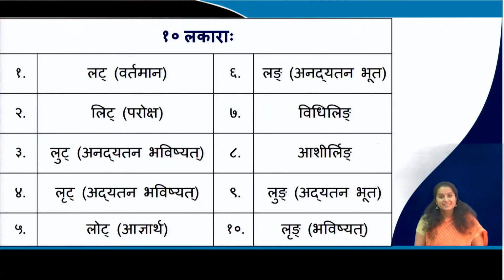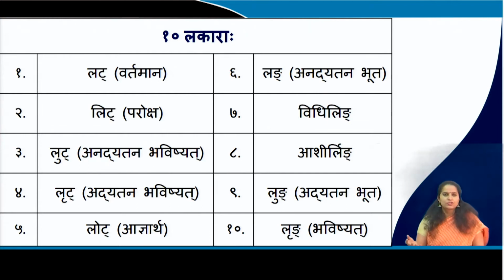So let's look at the 10 lakaras, which is the focus of our study today. The first lakara is lat lakara, the vartamana kala, or the present tense. The second is lit, parokshe lit, which means that it is a past tense, but that which is beyond the period that we can witness. It's not pratyaksha, it's paroksha. And then you have the lut, which is the anadyatana bhavishya.